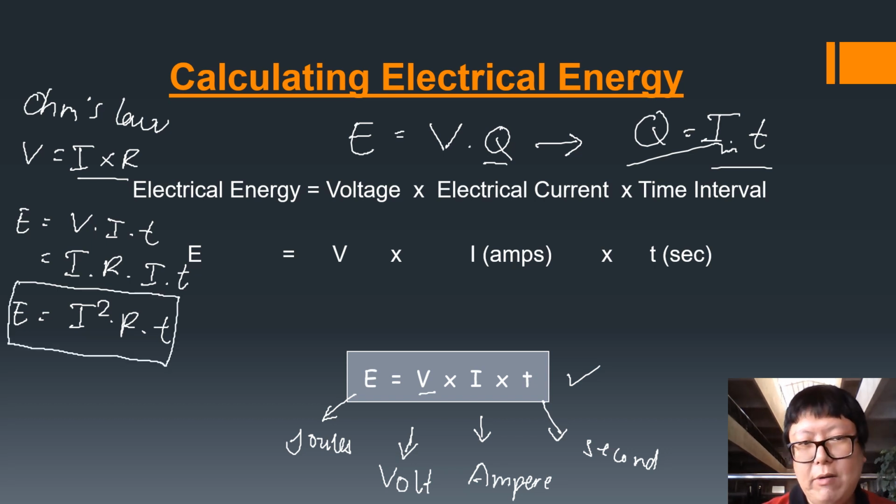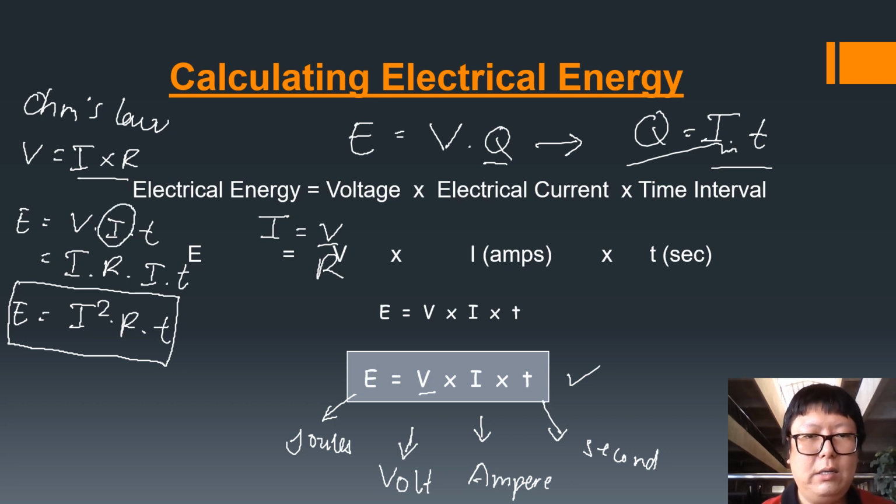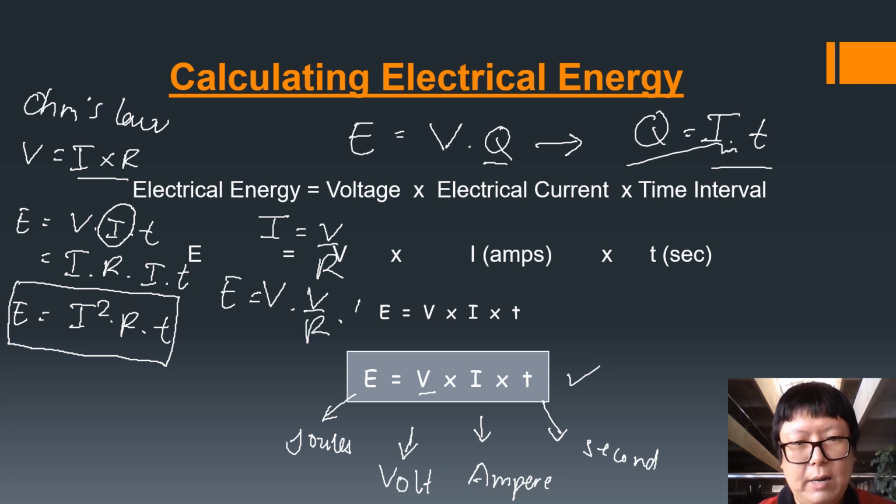But you also can replace the current. We learned that the current is phi per R, right? So you can replace the I in here. So it becomes E equals phi times the I, which we change with phi per R, times T. Then we get the equation phi squared per R times T. This is the second equation.